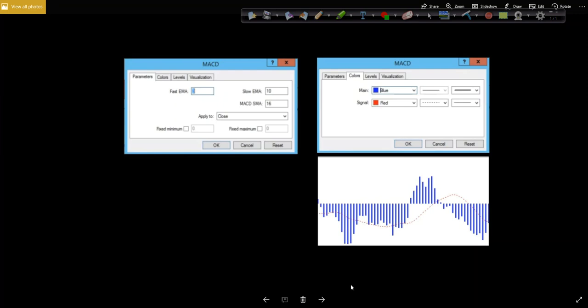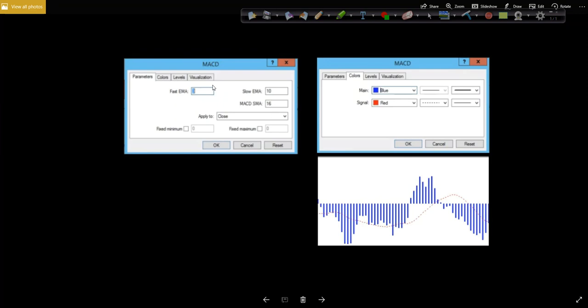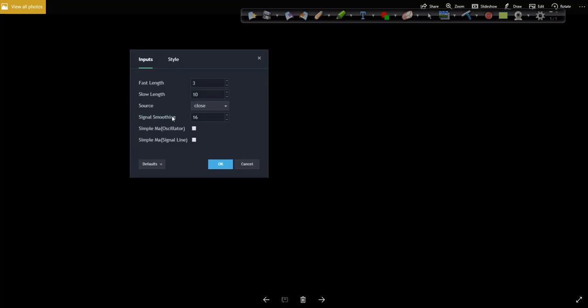Now, TradingView isn't a whole lot better. If we go to TradingView and we bring up a MACD, notice here we have the same fast and slow, but here it's called signal smoothing. There's no MACD even named here. We have fast, slow, and signal smoothing. Remember, in MT4, it was fast, slow, and MACD. So I guess by inference, you can say this signal smoothing is really MACD. But again, the terminology is different, but the order is the same, 3, 10, 16.